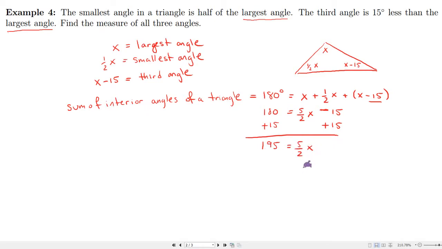Now there's a couple ways you could finish this. You could divide both sides by 5 halves, or you could do sort of a cross multiplication. You could multiply by 2/5. That's another way. Whatever. Let's bring the 2 up here, so multiply both sides by 2. And we'll have 5x, but then we'll divide both sides by 5. So this reduces, and we have x equals this. And after simplifying this, it will be 78 degrees.